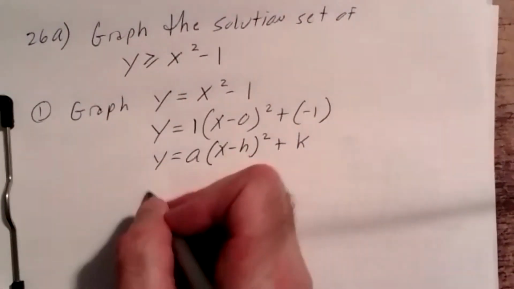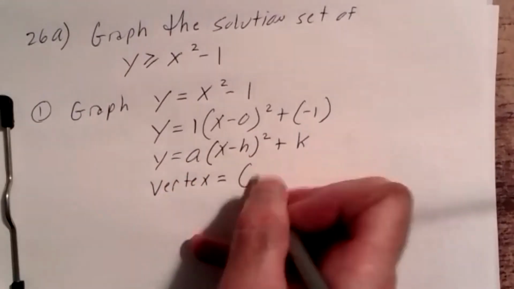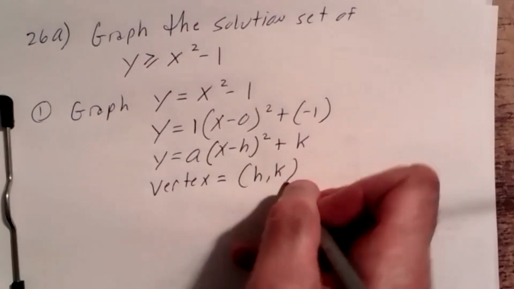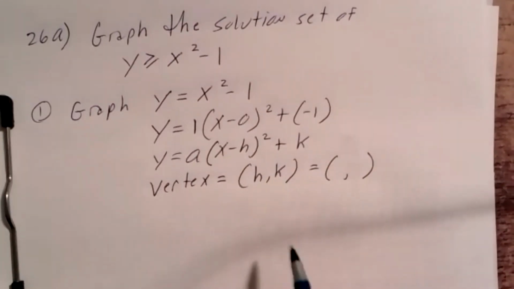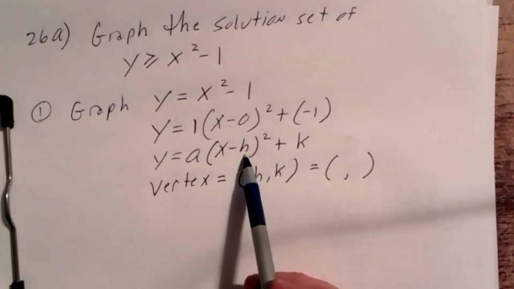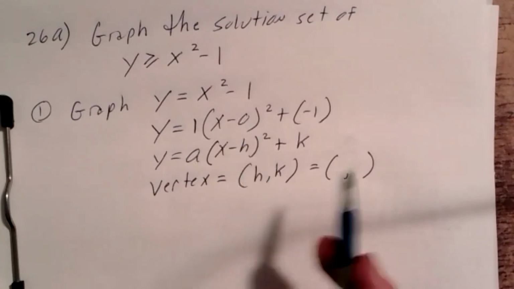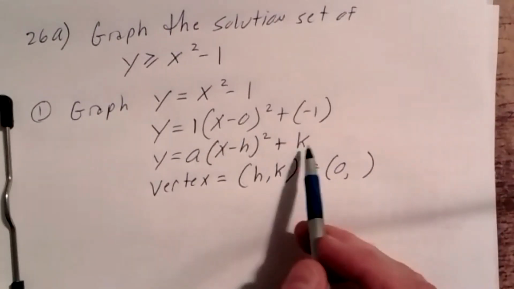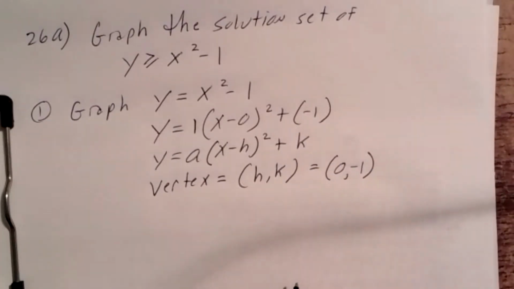So what's my vertex? It's the ordered pair (h, k). What would it be? What's my vertex point? What's h? h is 0. What's k? Negative 1. That's your vertex point.